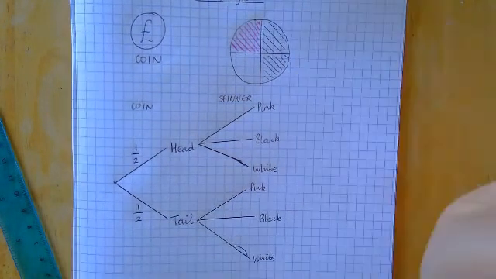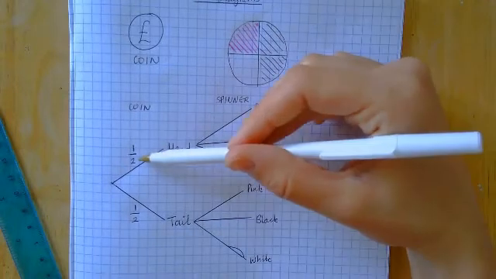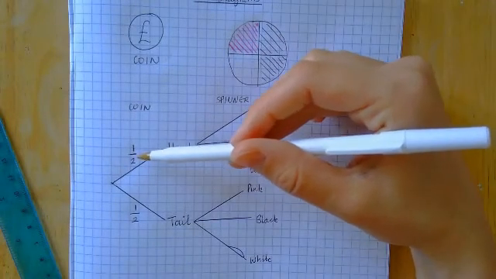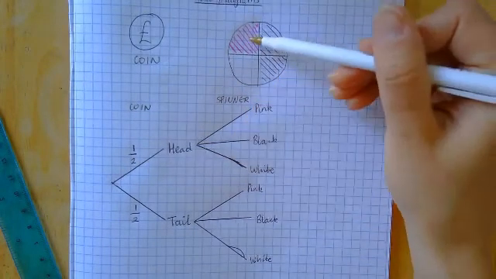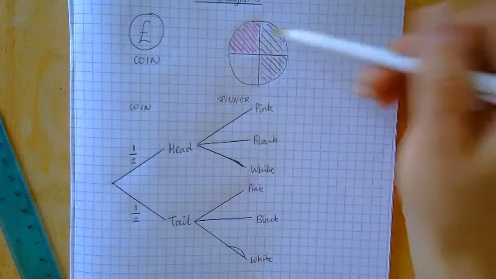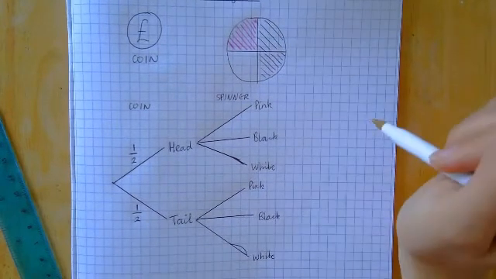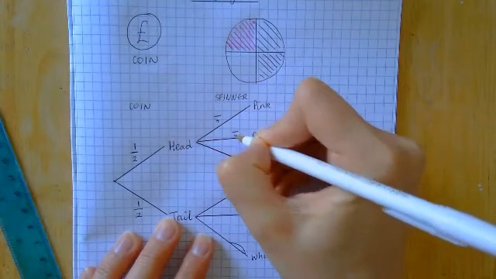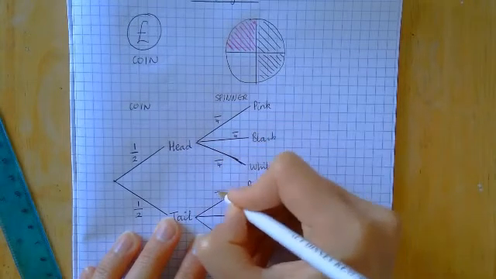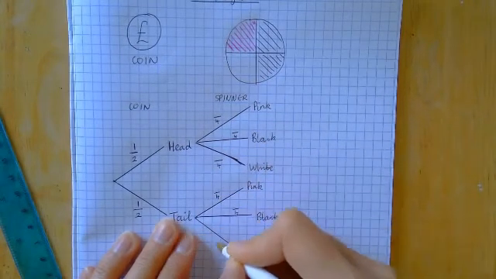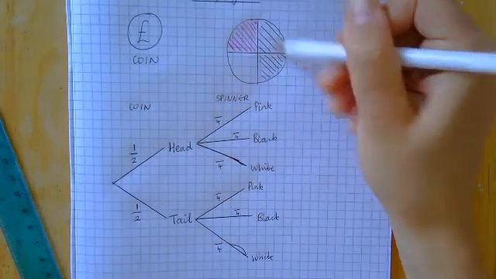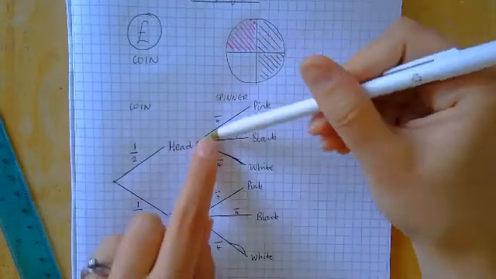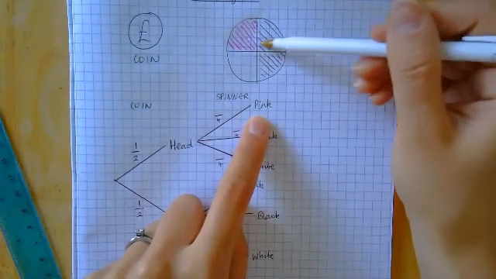Right, now let's have a look at the spinner. So how many sections are there? Like in the coin, we said how many options were there? Well, there was head or tail. How many sections has my spinner got? Well, my spinner has got 4 sections. So we know that all of our fractions are going to have a 4 on the bottom because there's 4 options, there's 4 sections.